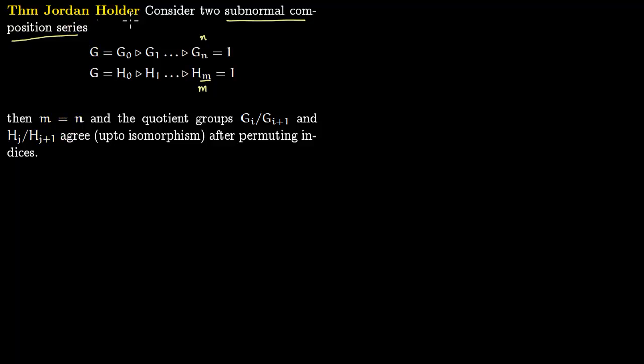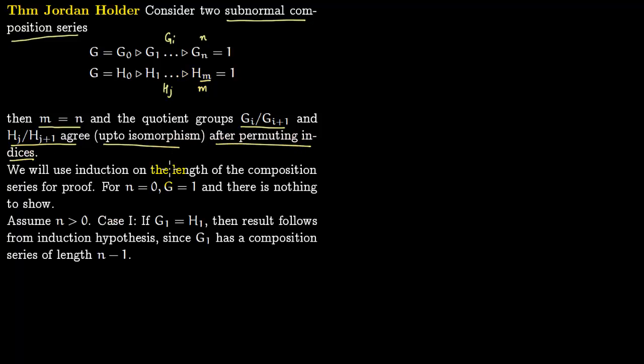This theorem says that m is equal to n, and these factor groups, Gi over Gi plus 1 and Hj over Hj plus 1, will agree up to isomorphism. That is, you can permute the index i to some j, some Gi to some Hj, and then these factor groups or quotient groups would agree. So they agree up to isomorphism after permuting the indices.